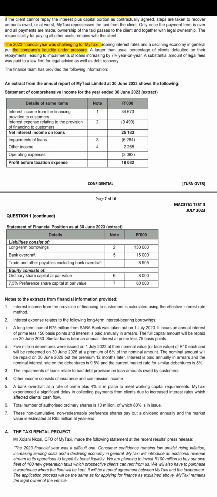But the premium will only be repaid 12 months later. So that's giving us some kind of breathing room at least, right? Interest is paid annually in arrears, and the nominal interest rate on the debentures is 9.5%. The current market rate for similar debentures is 8%.